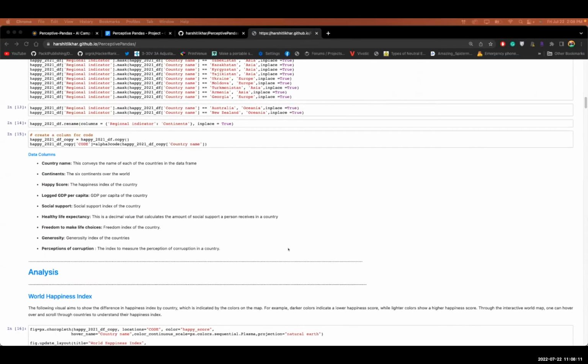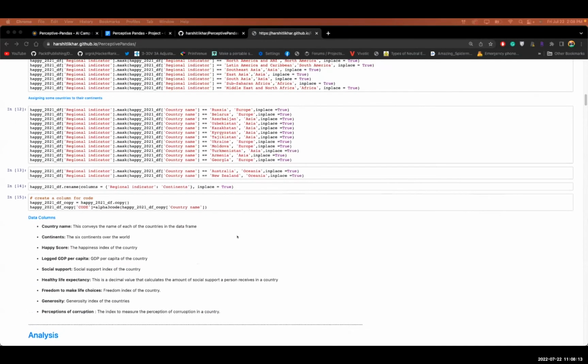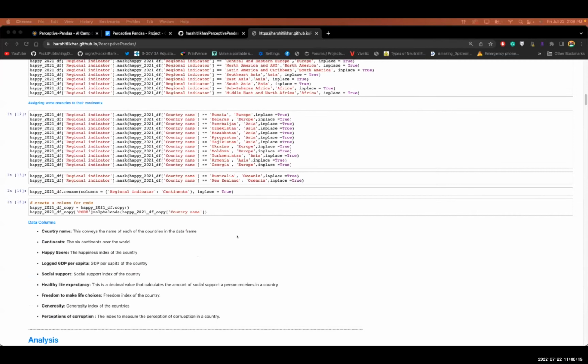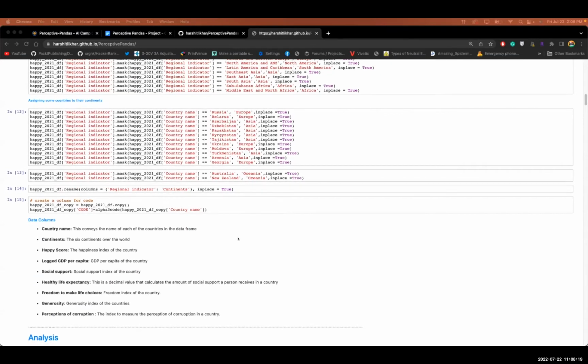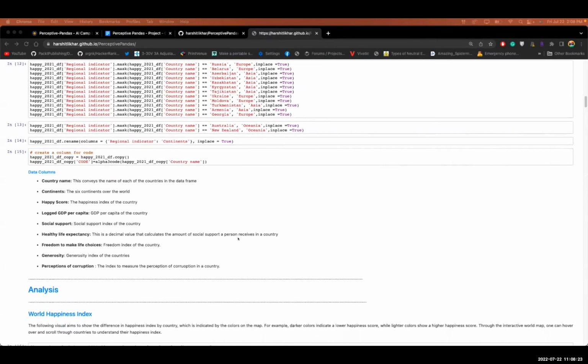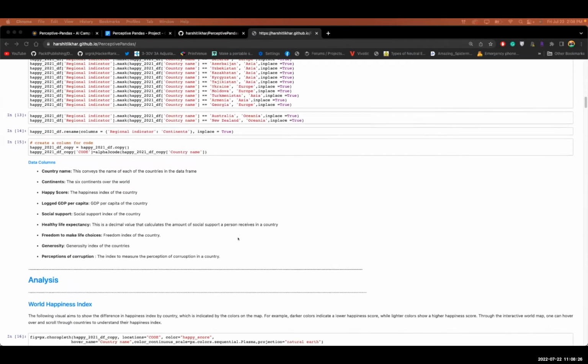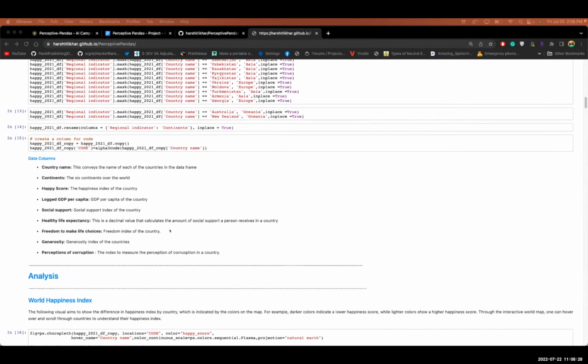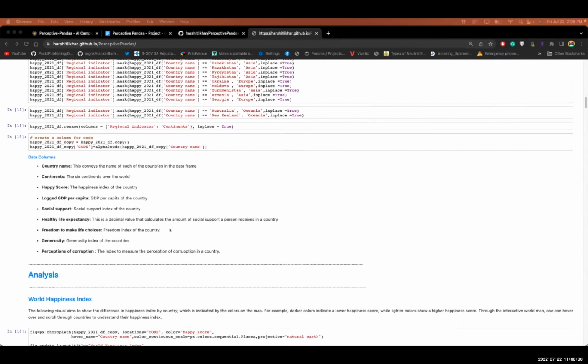In the code below, we dropped some columns, changed the unique regions to continents, assigned some countries to their continents, and we have 9 data columns. We have a country name, which conveys the name of each of the countries in the data frame. Continents, that's the 6 continents over the world.